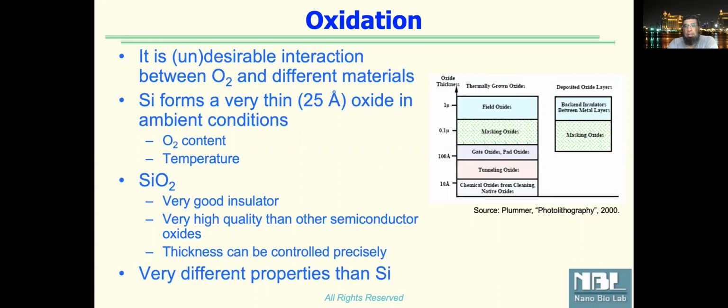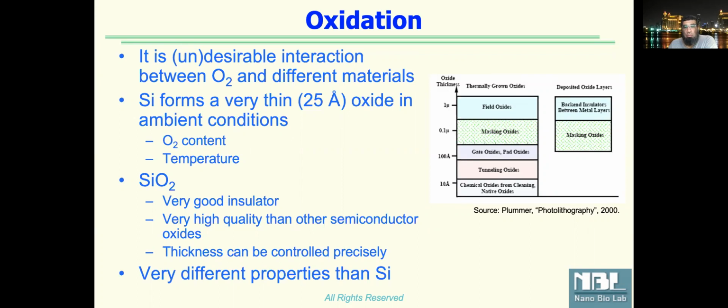In case of silicon, the native oxide, we call it native oxide, is a very thin layer, 25 angstroms, which is about 1 times 10 raised to minus 10. That's an angstrom. This is about 25 angstrom thick, which grows because of the ambient conditions, the oxygen in the air and room temperature. Now, when you say room temperature, it means that oxidation or the rate of oxidation can be changed by changing the oxygen content or by increasing the temperature. We will discuss that today in this lecture as well.